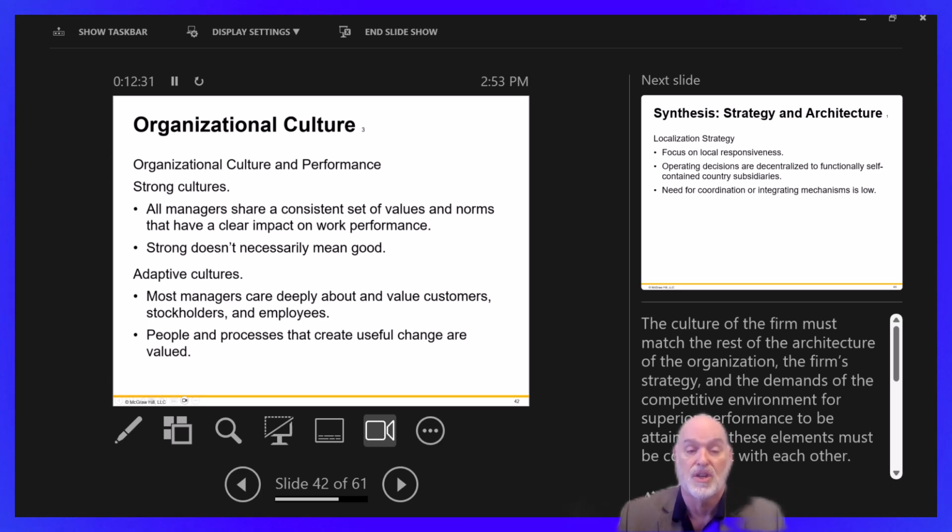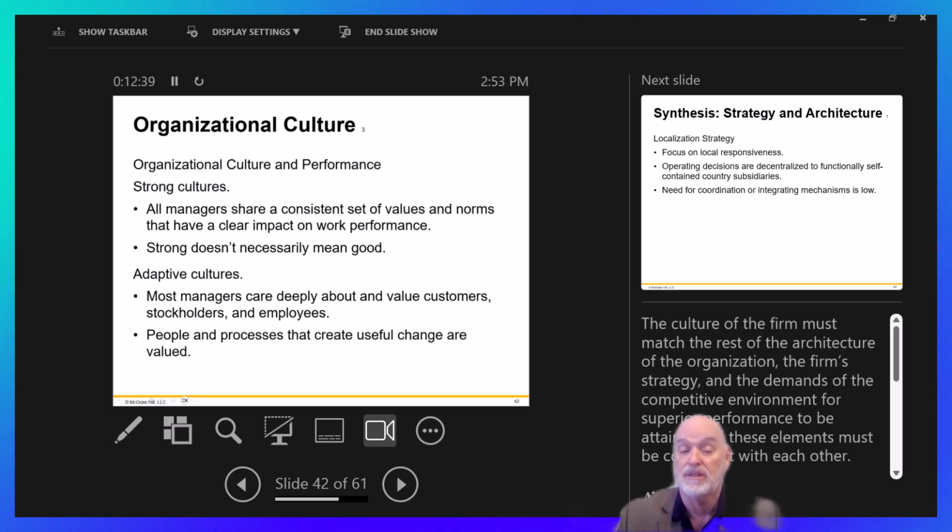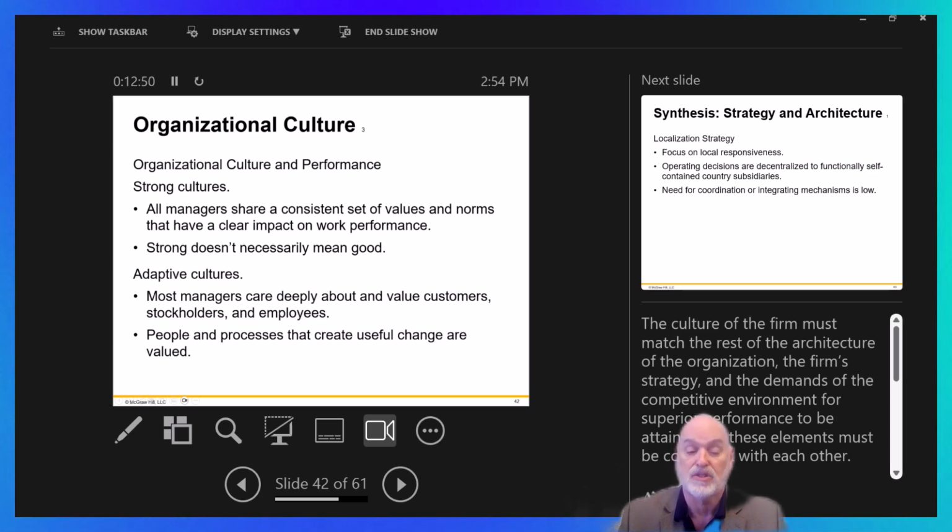Strong cultures. All managers share a consistent set of values and norms that have a clear impact on work performance. Strong doesn't necessarily mean good. We also have adaptive cultures. Most managers care deeply about and value customers, stockholders, and employees. People and processes that create useful change are valued.